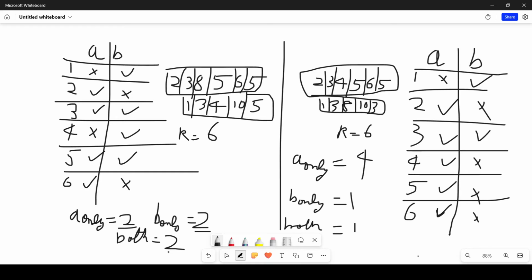So the integers that are present in both a and b can be taken from either a or b, right? Here there are 2 such integers, one of which we will take from a and one of which we will take from b, because we need exactly 3 from a and exactly 3 from b.